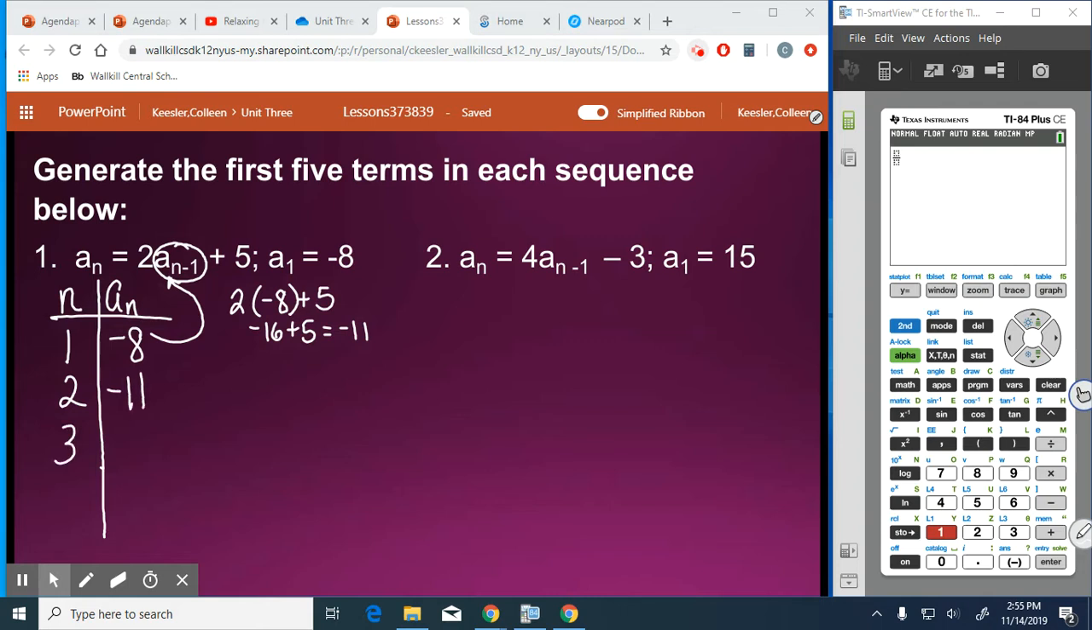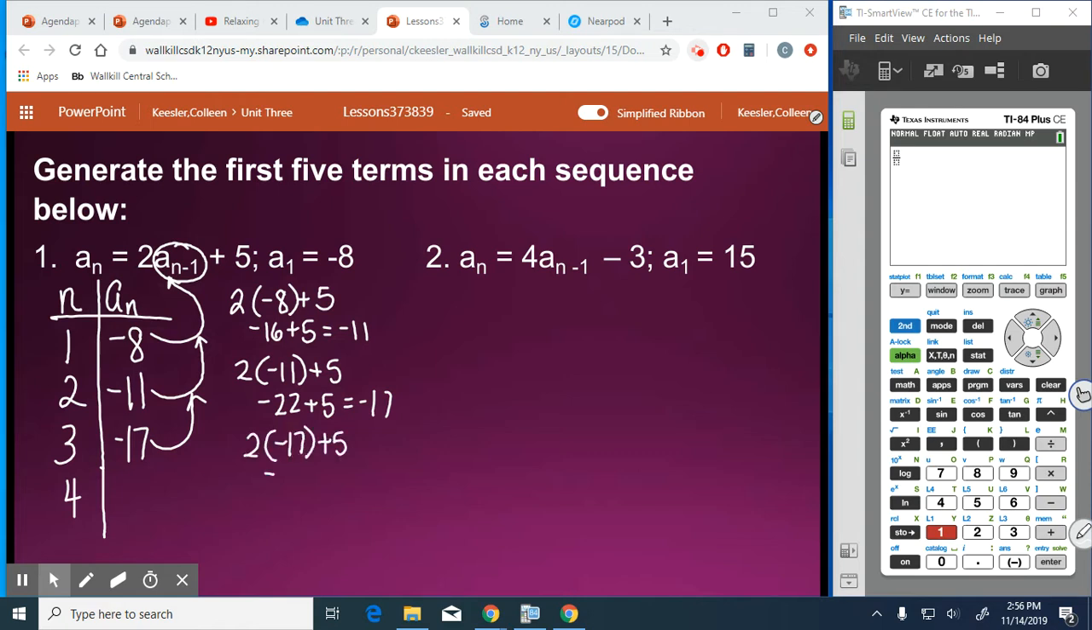Now to get the third term, I take the -11 and replace it into the a of n minus 1. So now I do 2 times -11 plus 5, which is -22 plus 5, which hopefully you know is -17. Now to get the fourth term, I do the same. So now I have 2 times -17 plus 5, which is -34 plus 5, which is -29.